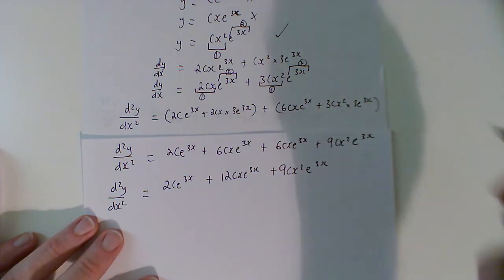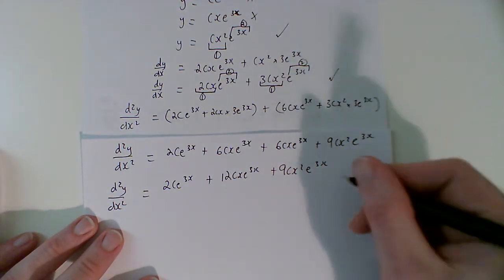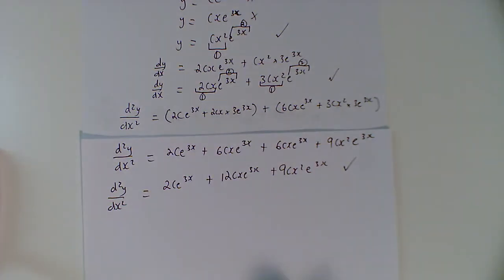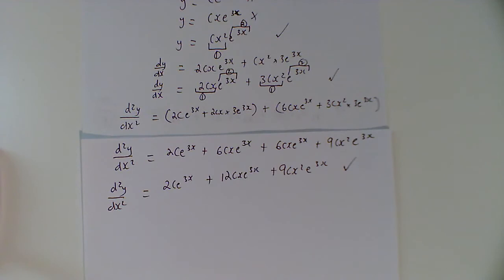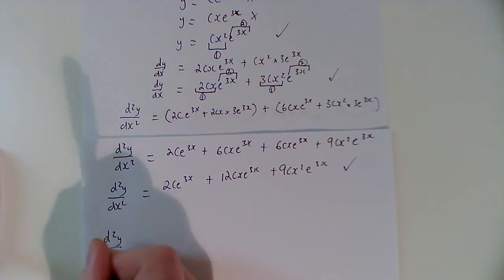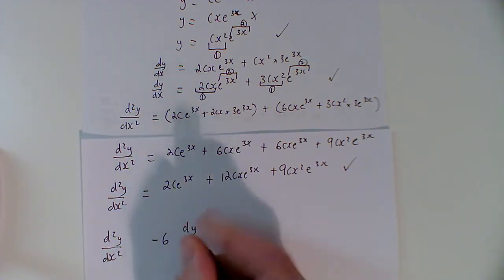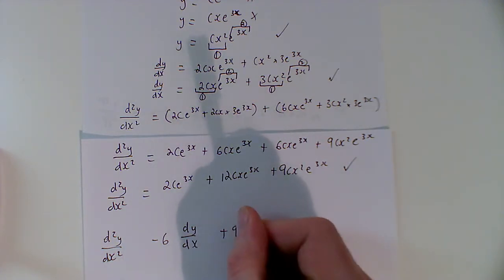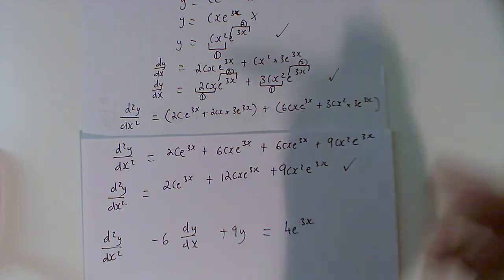So I've got my y, which is that one there. Got my dy by dx, which is that one there. I've got my d squared y by dx squared, which is that one there. So as usual, we go back to our original differential equation, and we're going to substitute those values in. The original differential equation is d squared y by dx squared, take away 6 dy by dx plus 9y equals 4e to the power of 3x.